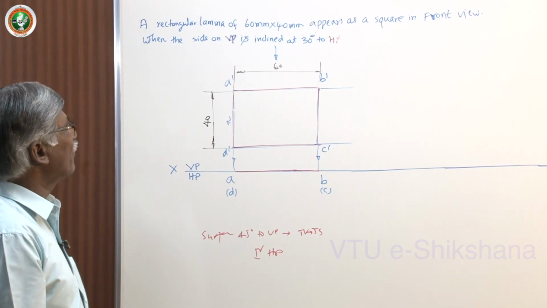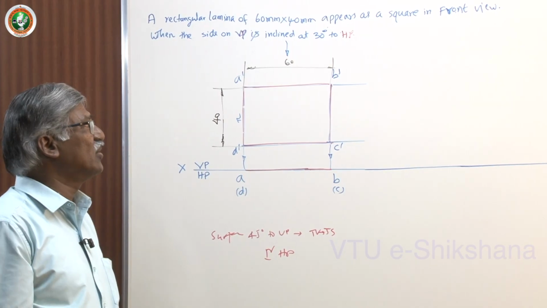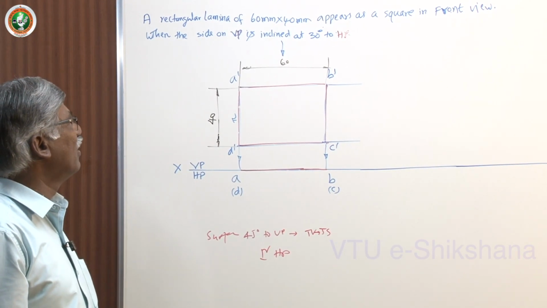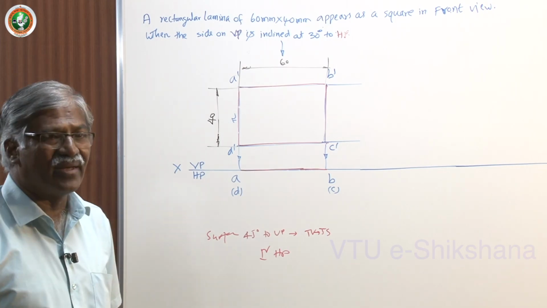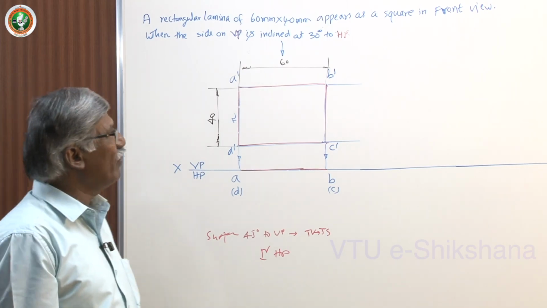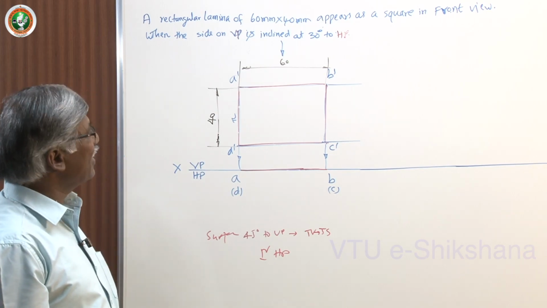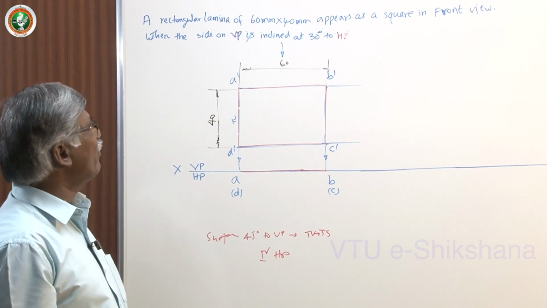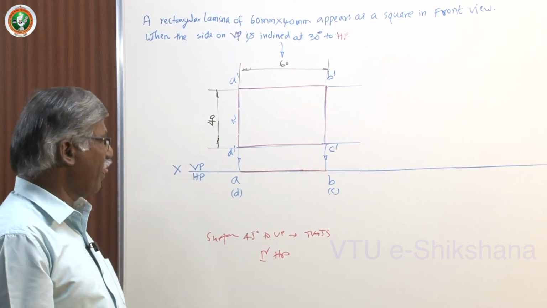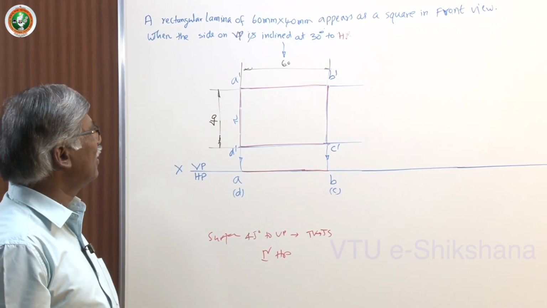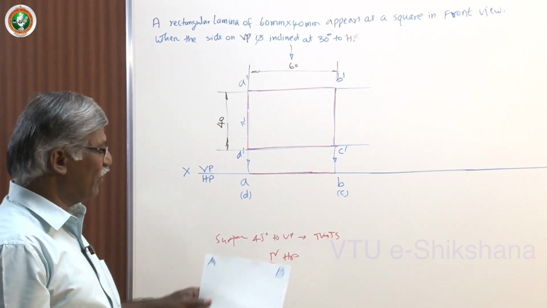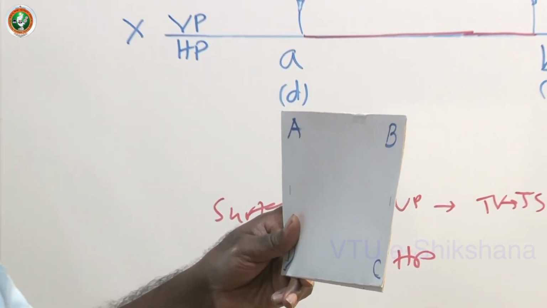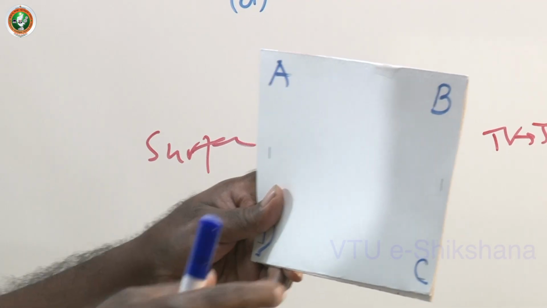A rectangular lamina of 60 mm by 40 mm appears as a square in front view. Draw the projections when the side on VP is inclined at 30 degree to HP. We have worked the same type of problem before, when the inclination of the lamina is given to the rectangle, and the same data exists in the previous problem. Now I assume that the lamina is parallel to VP and then give inclination to VP by some angle. So what happens here?